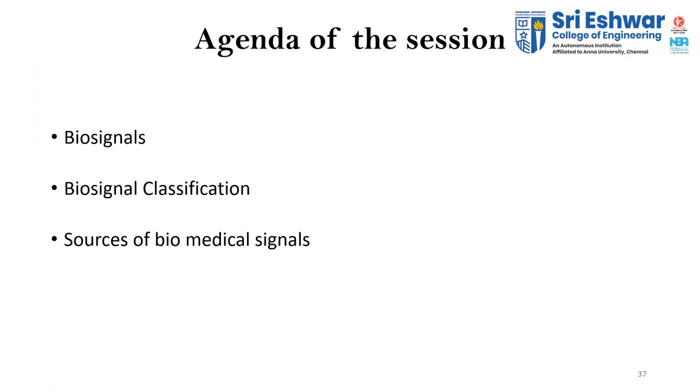I have already told you that signals taken out of the human body are said to be biosignals. A signal is nothing but a parameter with which we diagnose the patient, whether they are infected, whether they are diseased or not. Biosignal classification is how it is classified based upon the characteristics and nature of the signal, and what are all the sources from which we can extract the signal out of the human body. This is what we are going to look at in today's session.